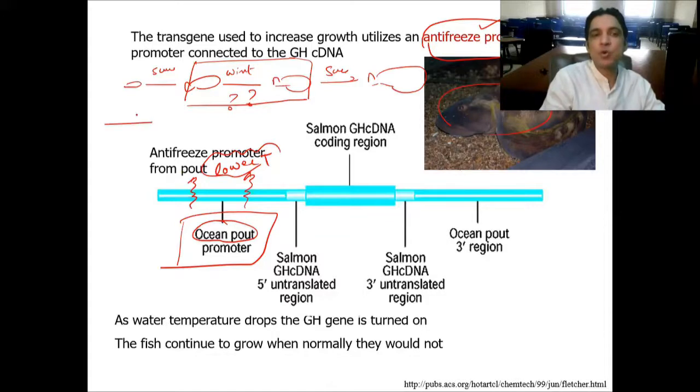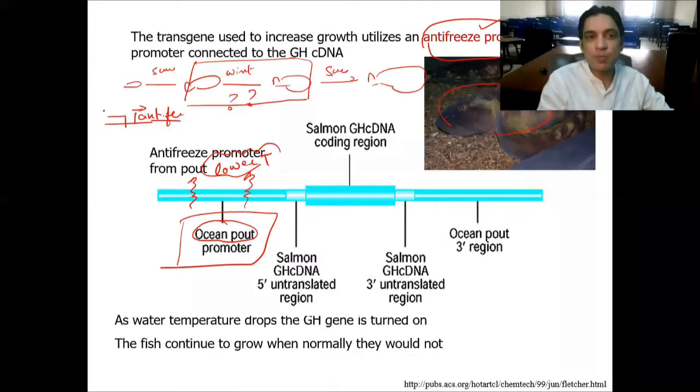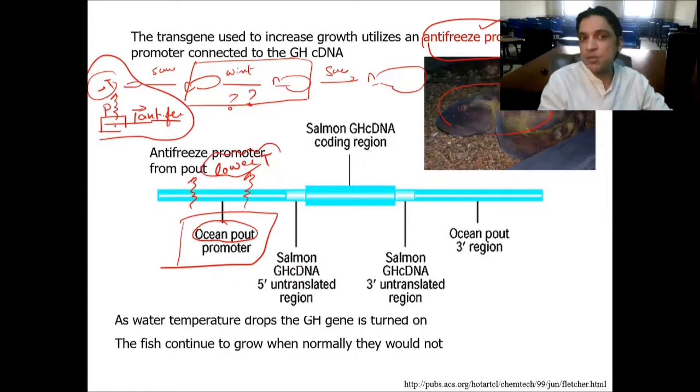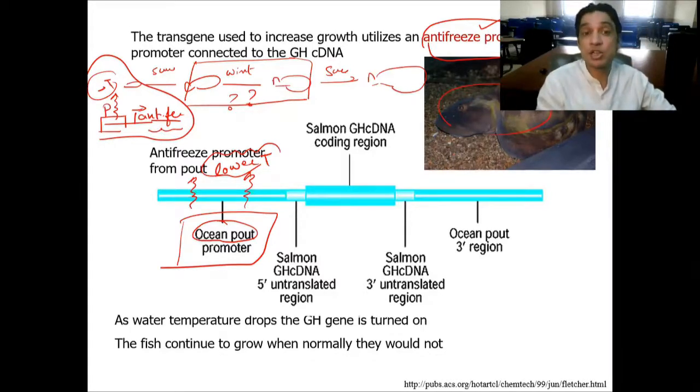The antifreeze protein of the pout is required to produce protein when the temperature goes down. So it is controlled by a promoter which gets activated at low temperatures. That's the story. This is normal and natural. So at low temperatures, the promoter gets activated, starts producing antifreeze protein, and it helps the organism to live and survive in those harshest of conditions.